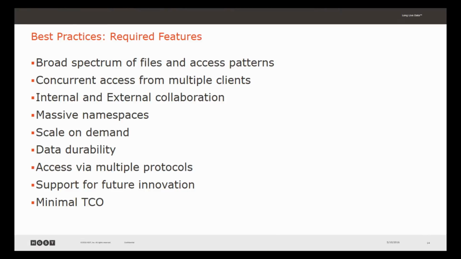And unfortunately, in a life sciences workflow, you're really all over the map. There's no set file or access pattern. Small files, big files, you need it all. You need it fast, you need high IOPS, you need high throughput. You need to be able to access that data from a number of clients, both within and without the organization. It's a workflow that really drives a high level of collaboration.